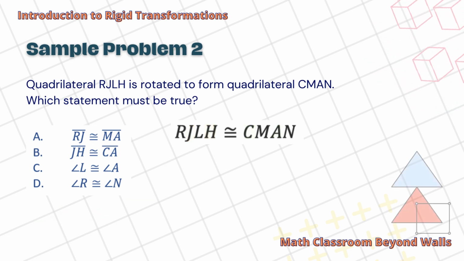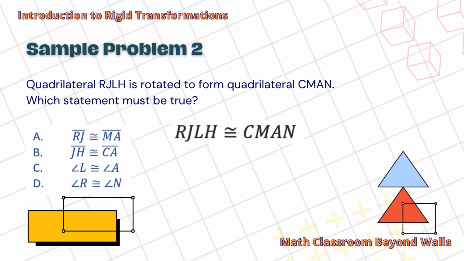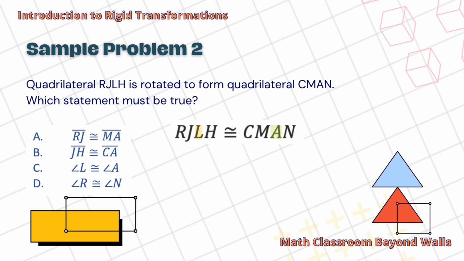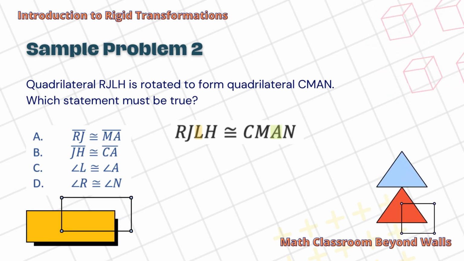Option C, angle L is congruent to angle A. L is third in preimage and A is third in the image. So yes, the statement is true. The order of the letters in both preimage and the image is the same.